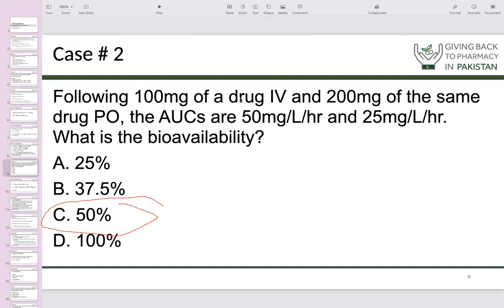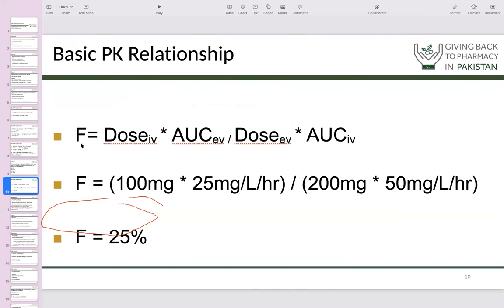Let's calculate. So 100 milligram of IV and 200 milligram of the same drug oral. The area under the curve for IV is 50 milligram per liter per hour, and for oral is 25 milligram per liter per hour. I'm sure you all know this equation from your clinical pharmacokinetics: bioavailability is dose IV multiplied by area under the curve of oral, divided by dose oral multiplied by the area under the curve of IV. So 100 milligram multiplied by 25 milligram per liter per hour, divided by 200 multiplied by 50, and that gives you the answer.